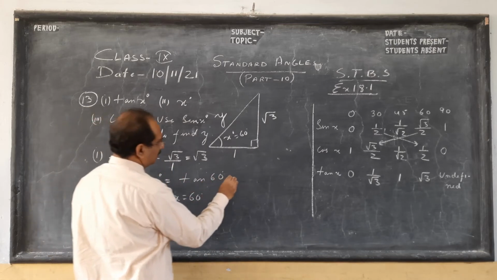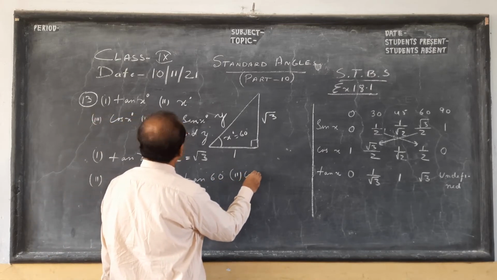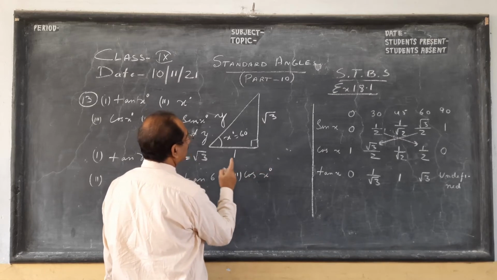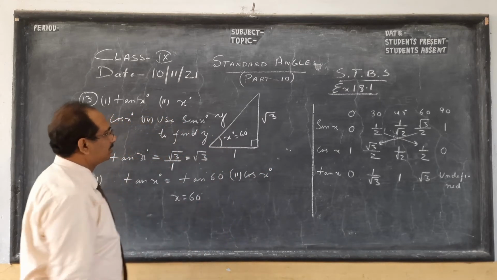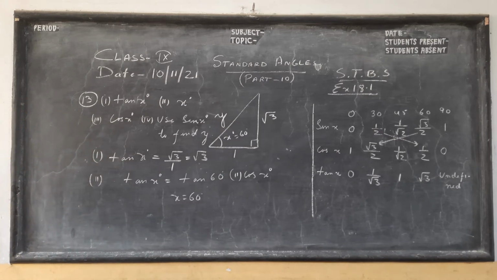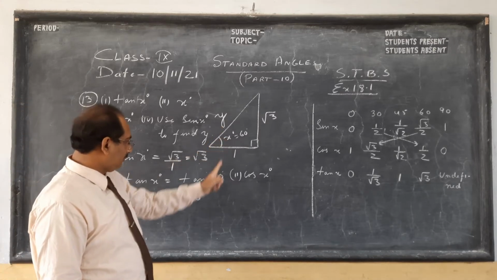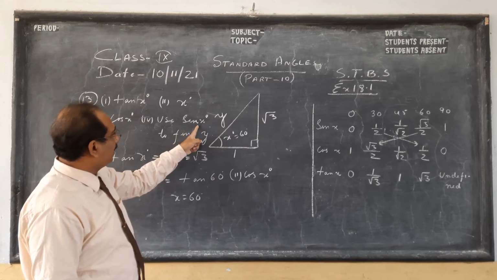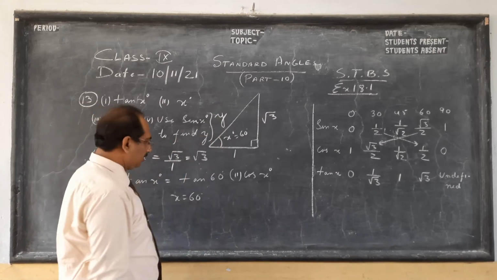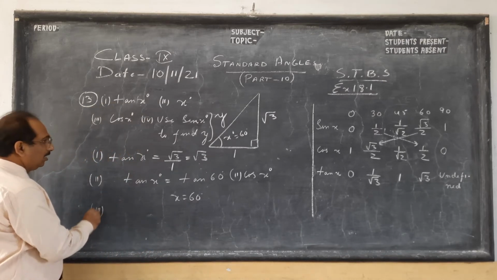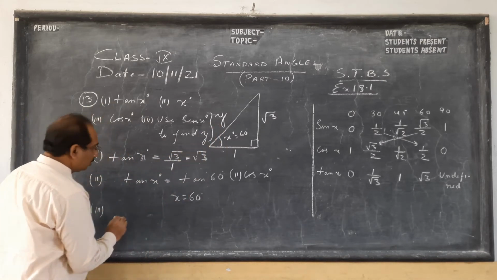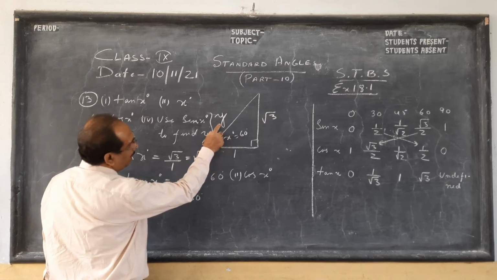Third value, cos of x degree. So cos is this by this. Okay, so cos of x degree, we will see how we find. So using Pythagoras theorem, we can use it to find y. Here we will use Pythagoras theorem. So part 3, because cos is this by this, y. Okay, so y we have to make known.